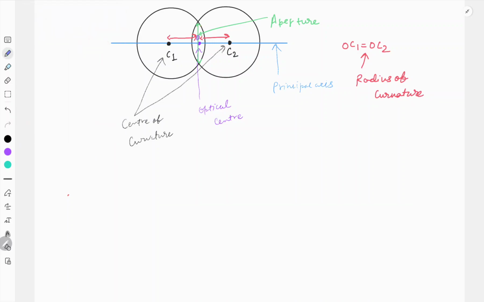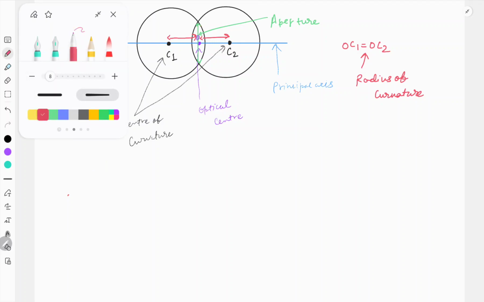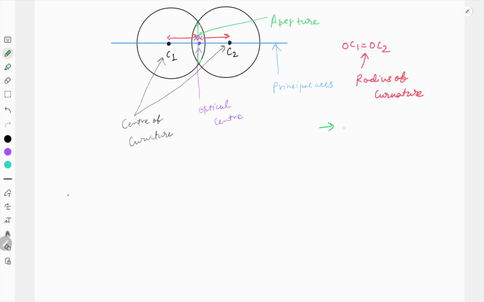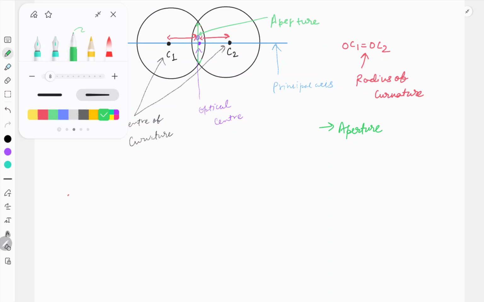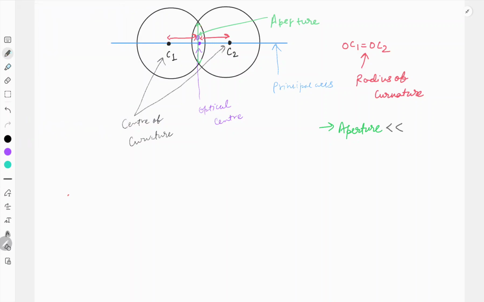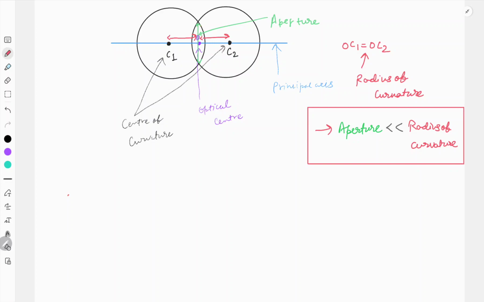This line is saying that we'll confine our discussion to such lenses where aperture is much less than radius of curvature. And why is that? Why should we care about that? We'll talk about that in a future video, but for now we need to remember that our lens's aperture is much less than radius of curvature. So basically it's saying that the lens is not very tall.